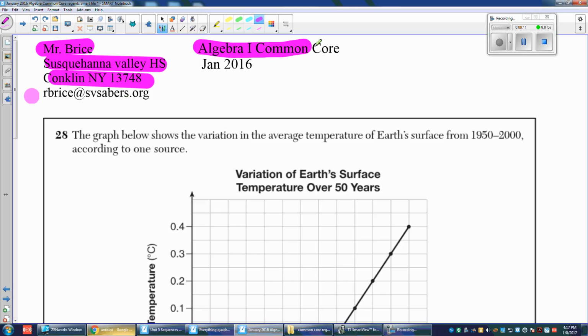We are doing Algebra 1 Common Core Regents Review, January 2016. We're on question number 28. It is a 2-point question, 1 point for the correct answer and 1 point for the correct work.